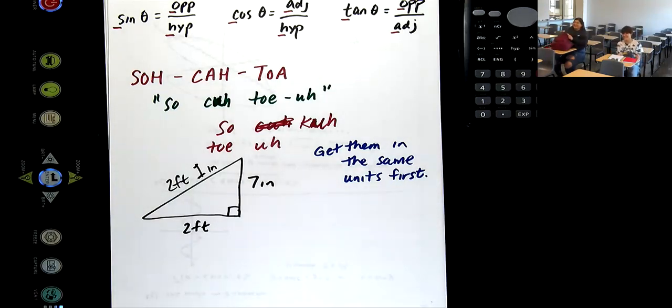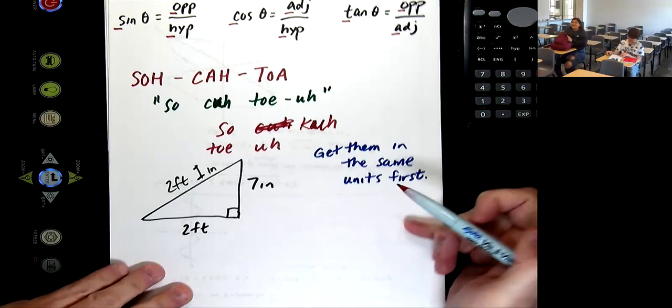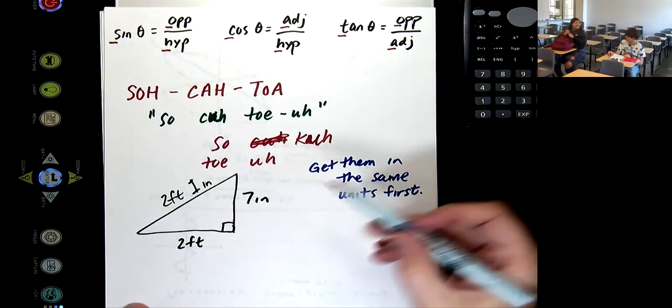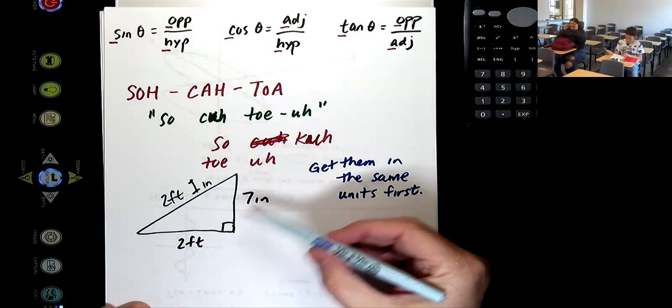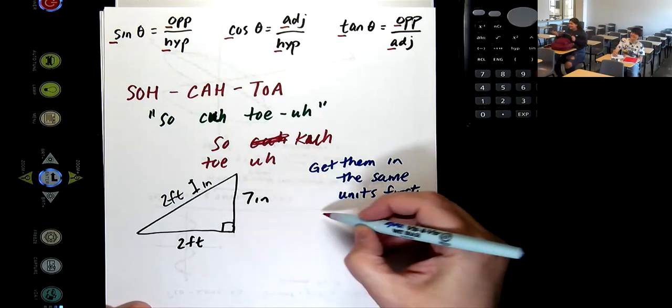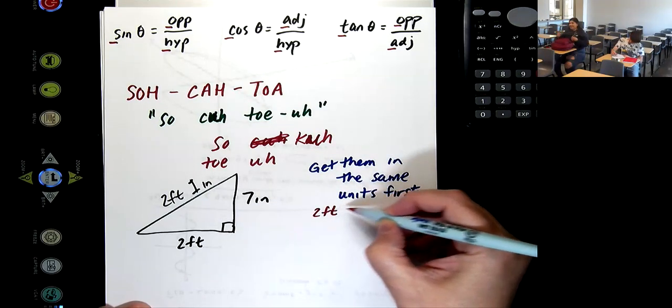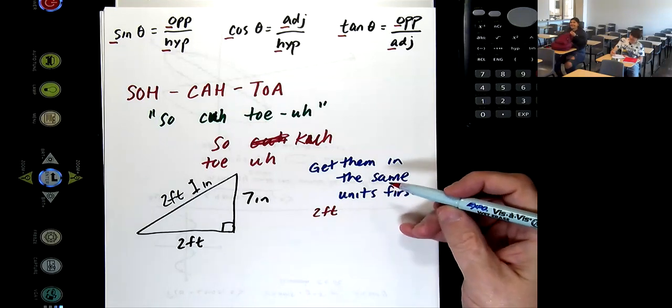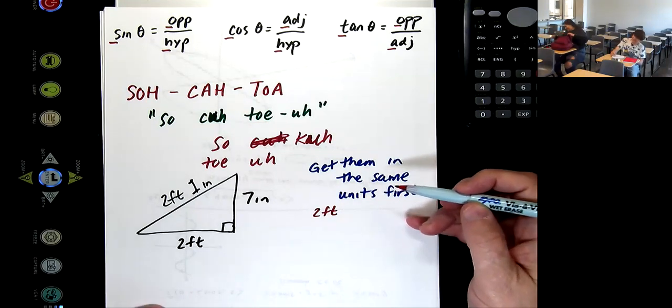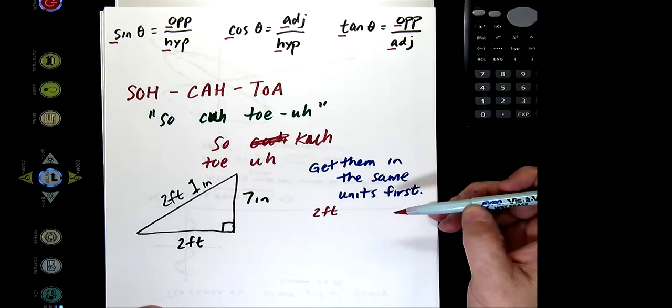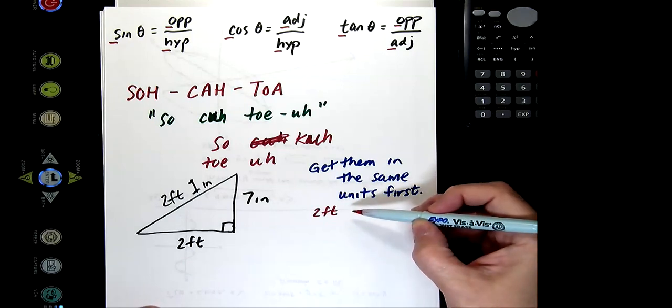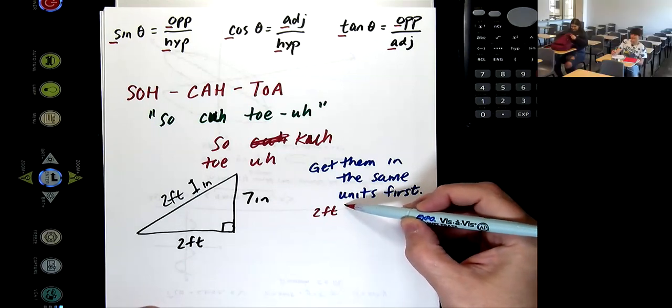All right. So we want to get them in the same units first. I think it's easiest to get these down in inches. So how do I convert 2 feet to inches? This should take you back to the beginning of the semester. 1 foot is 12 inches, right?